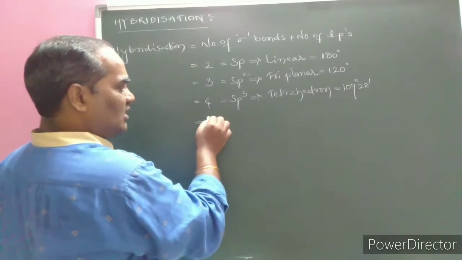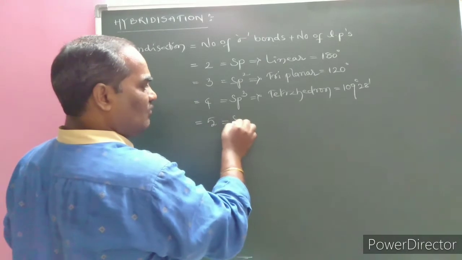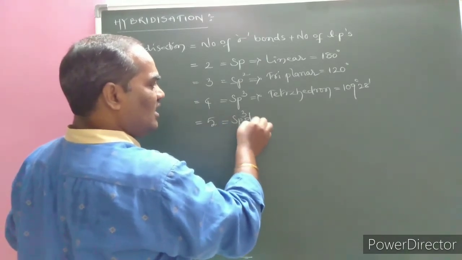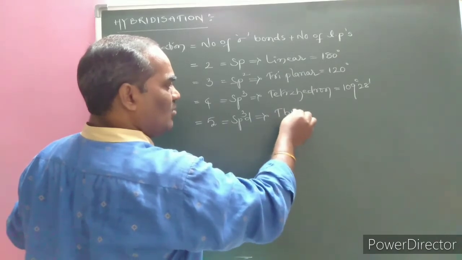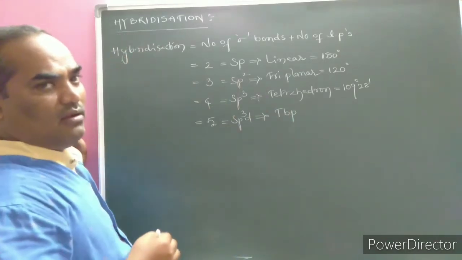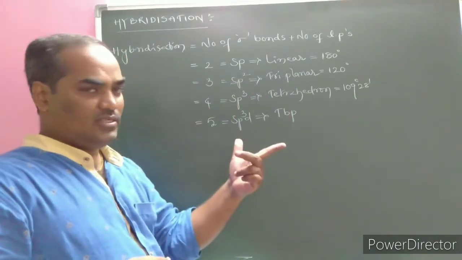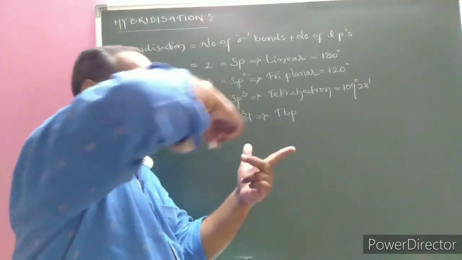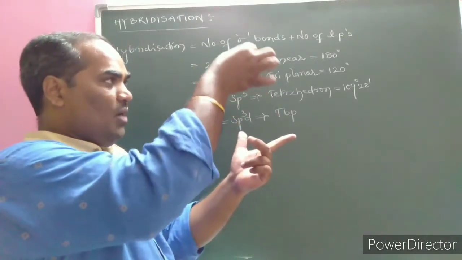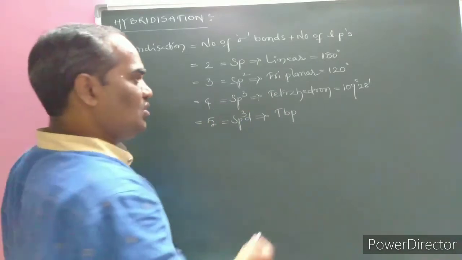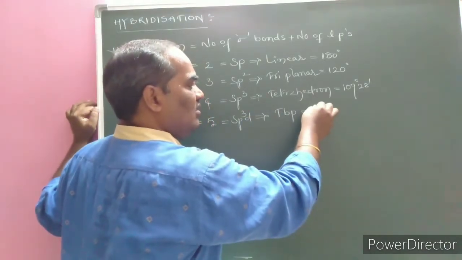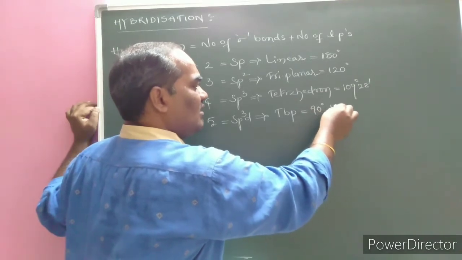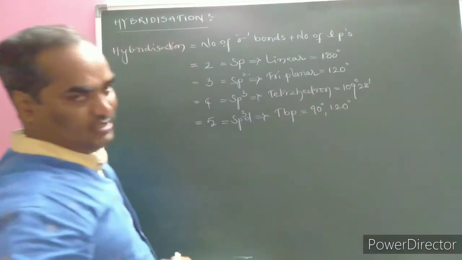If this value corresponds to 5, the hybridization is sp3d. The shape is trigonal bipyramidal. Trigonal means three cones are present, and 360 by 3 is equal to 120. Bipyramidal means one is up and another is down. Hence two different bond angles are present here: one is 90 degrees, another is 120 degrees.